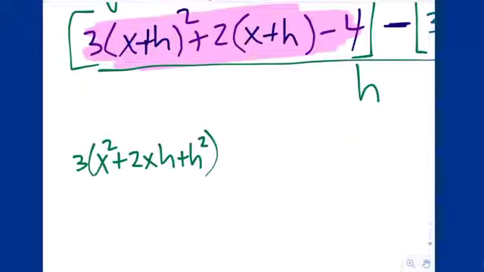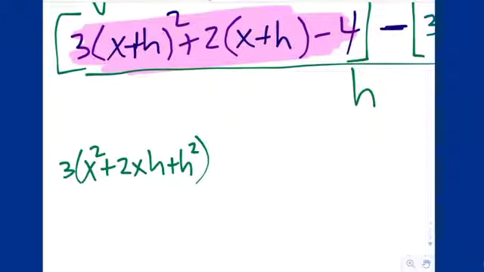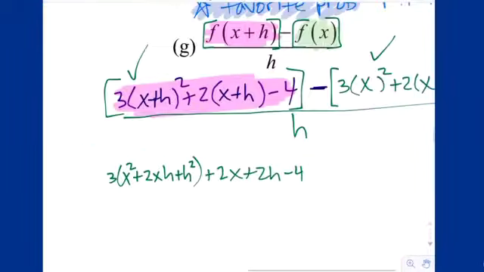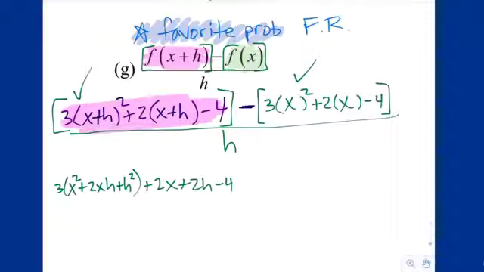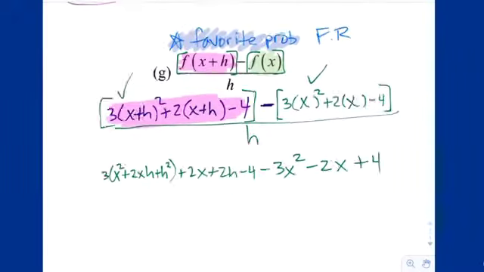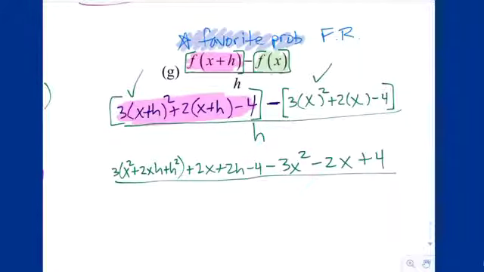And I still have the 3 out there because I wasn't going to square, multiply, double, square, and distribute a 3 at the same time unless you can. Okay? There's a way to do that, but in the beginning, don't. And now I distribute the 2, so you get 2x plus 2h minus 4. Now the important part, right? I got to distribute that negative. So it's negative 3x squared minus 2x and plus 4 all over h.